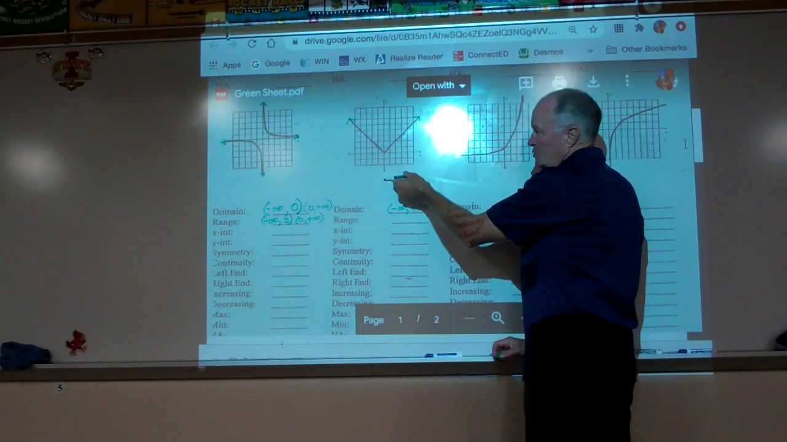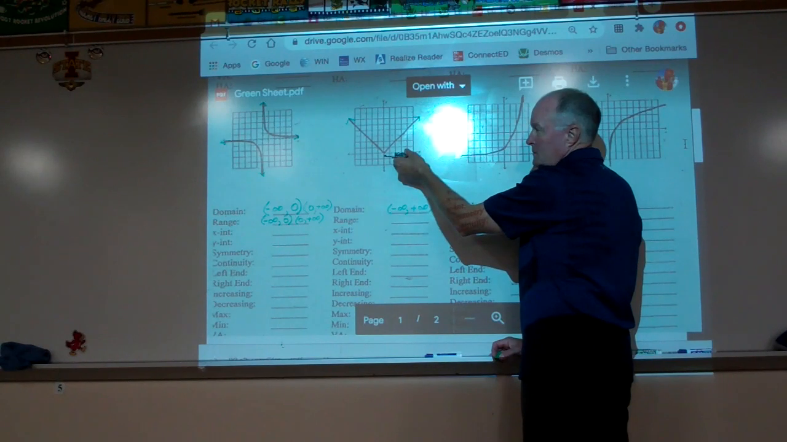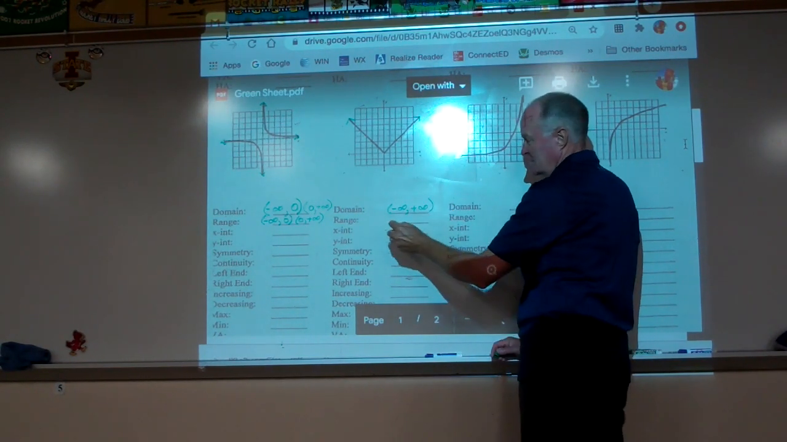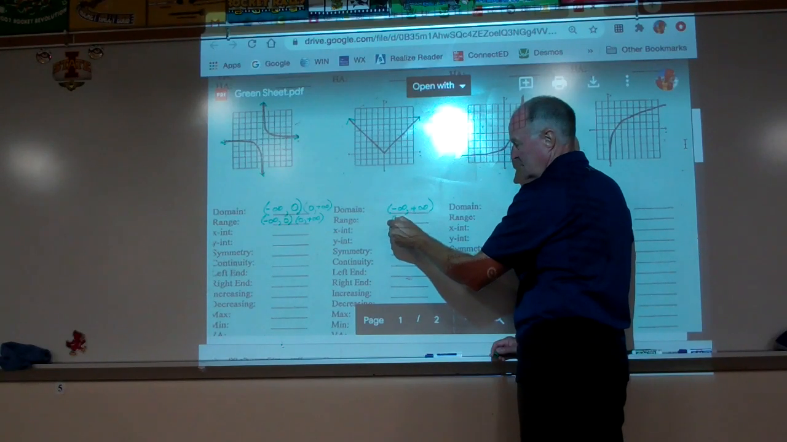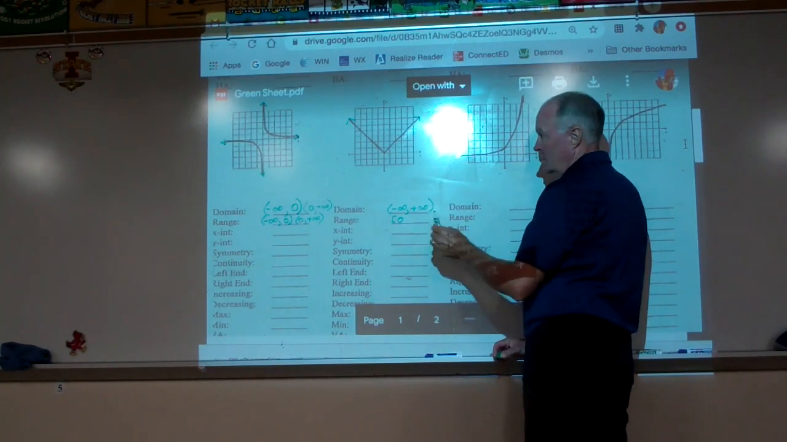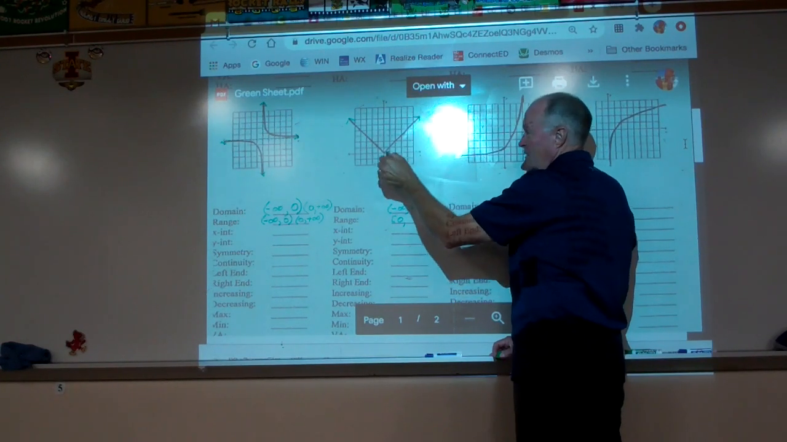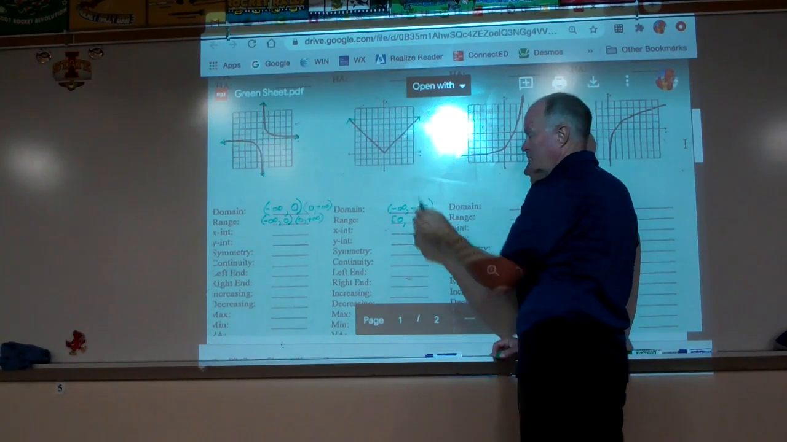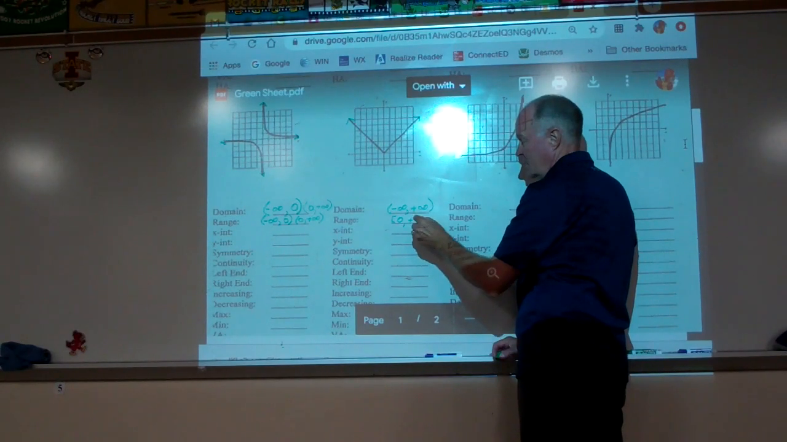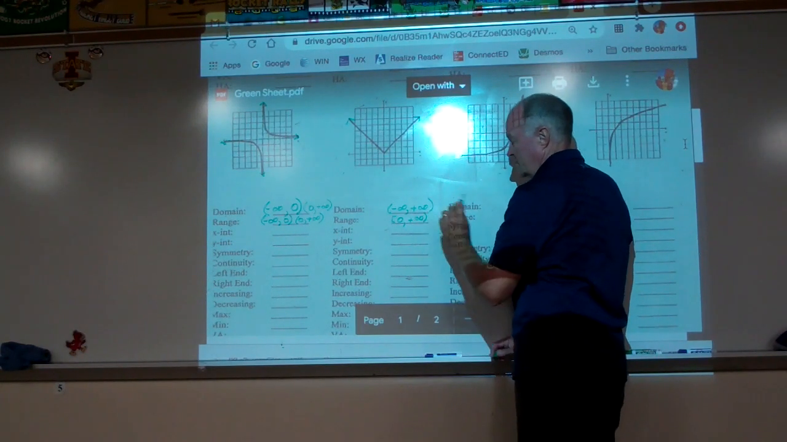The bottom. Run into a solid dot at 0. And either way, I can go all the way up on that side or all the way up on that side. Either way, I end up into an arrow straight up there on the top. So there's positive infinity.